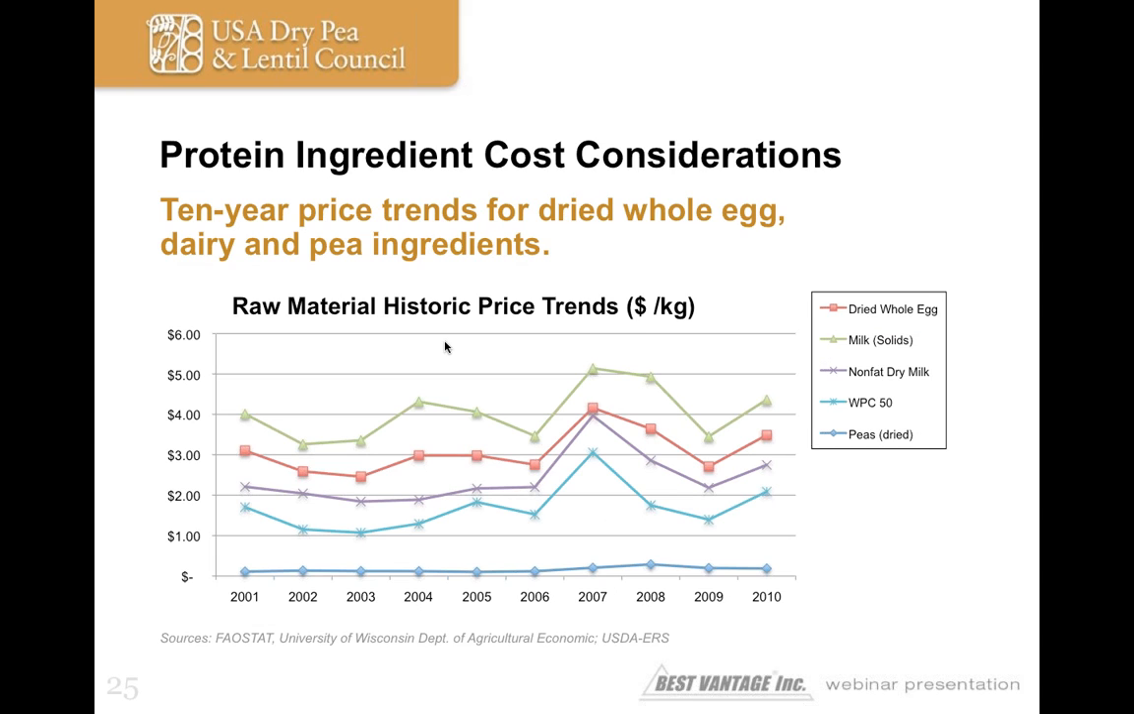But I'd like to emphasize that there's a lot of work being done with other pulses, such as lentils and chickpeas as well. So, peas we are using as a model to illustrate the benefits of using pulse ingredients, but they are not the only pulse ingredients that are available.